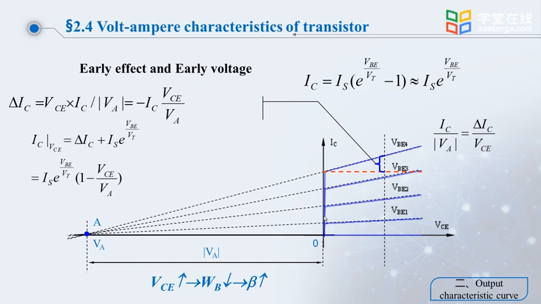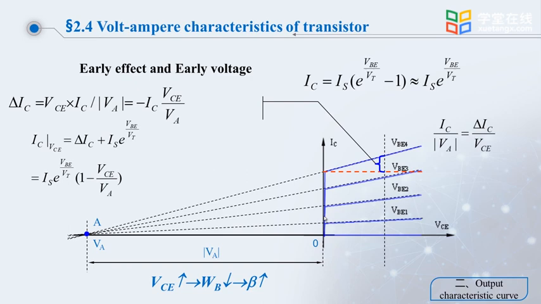If you ignore ICEO, you can see that IC is almost exclusively controlled by IB, and it is linearly proportional to IB, which we call the current amplification zone. This is a characteristic of the amplification zone. But we can see from this diagram that the output characteristic curve is slightly skewed. With increase of VCE, it is slightly upward. This is what we call the early effect.